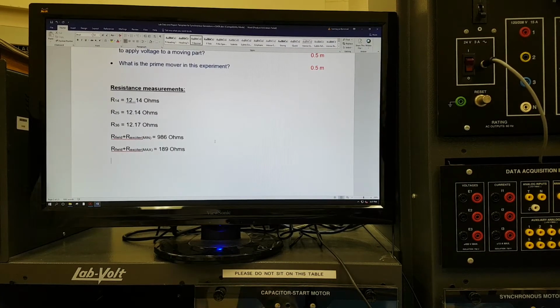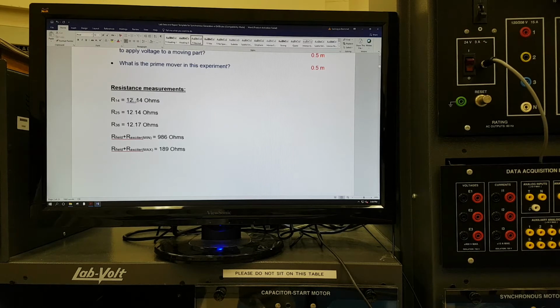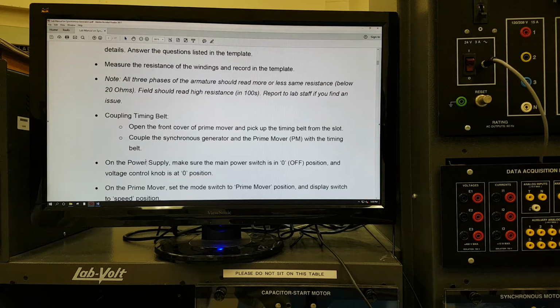So these are the values I recorded: 12.14, 12.14, 12.17, and then 986 and 189. The next step is coupling the timing belt. Open the front cover of the prime mover, pick up the timing belt, and then couple the synchronous generator and the prime mover. I will show you in a moment how to do that.